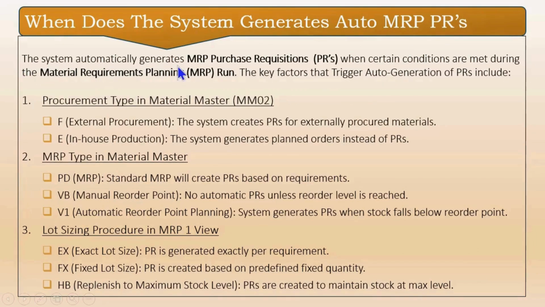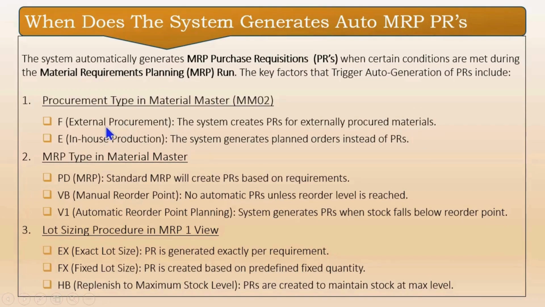The system automatically generates MRP purchase requisitions when certain conditions are met during material requirement planning. The key factors that trigger auto generation of PRs include procurement type in the material master being F and E. If it is F, the system creates a purchase requisition for externally procured material.